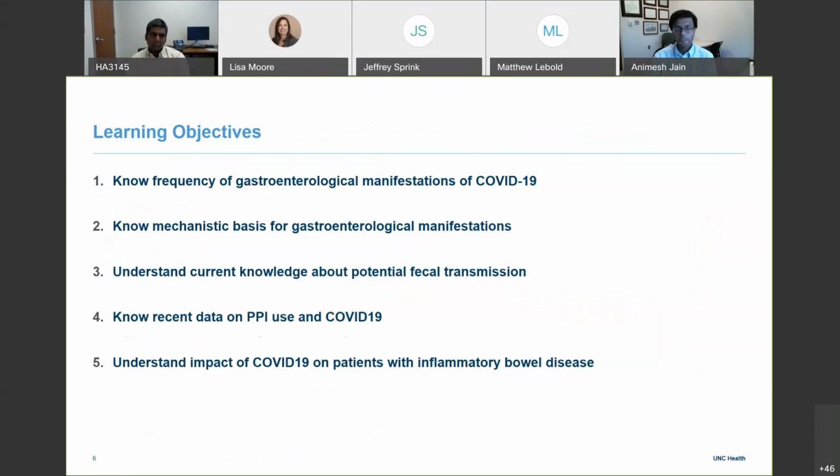Next slide. Hopefully I've convinced you that GI involvement is possible with COVID-19, and we'll go through that a little bit today. So learning objectives from my section of the talk: number one, to understand the frequency of GI manifestations. Number two, understand the mechanistic basis for the GI manifestations. Number three, understand the current knowledge of potential fecal spread of the virus. Number four, talk about some recent emerging data on PPI use in COVID-19. And number five, understand the impact on a special population, which is patients with inflammatory bowel disease. Next slide.